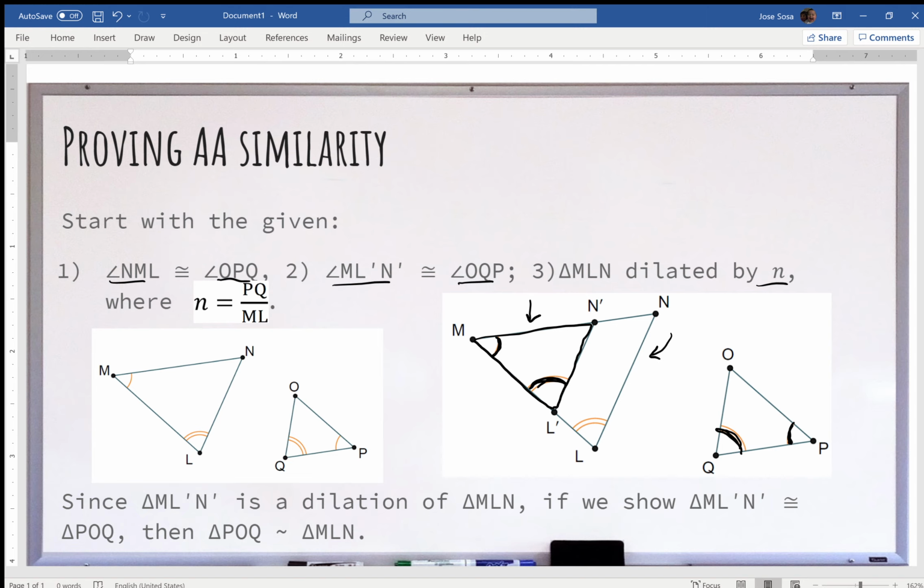Okay, so since this guy right here is a dilation of the bigger triangle, if we can show that this triangle is congruent to this triangle, and knowing that this here is a dilation of this triangle, then we can say that triangle OPQ, or POQ as they say here, is similar to triangle MLN. So that's what we were trying to do. Now, it's important for us to know that the dilation factor is the length of PQ divided by the length of ML. And the reason why it's important is because we're going to use it in our proof.